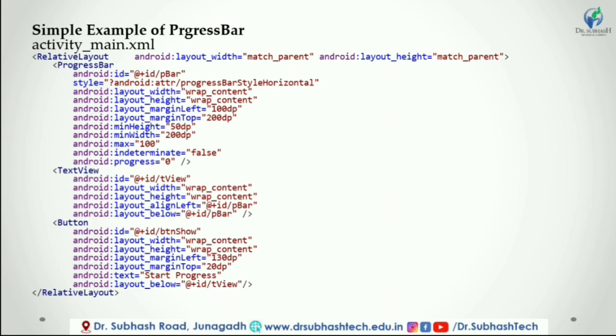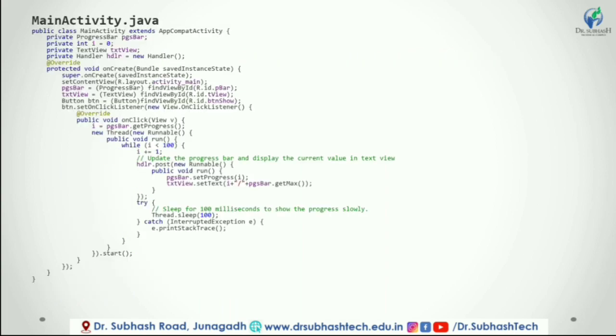Now we will create a simple example of progress bar. In a relative layout, contain one progress bar, text view and button. Create a new Android application using Android Studio and give it the name ProgressBarExample. In case you are not aware of creating an application in Android Studio, then first you have to learn how to create your first app.